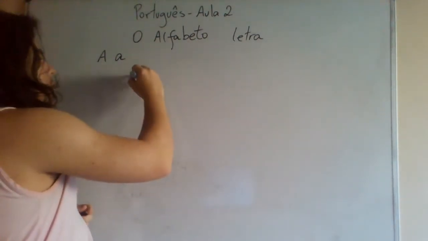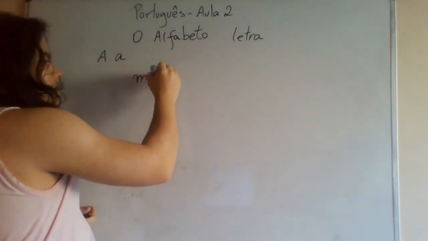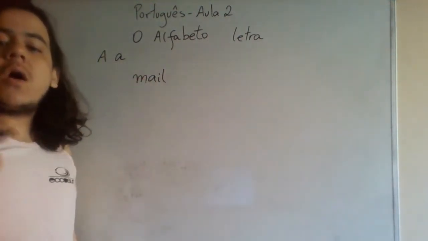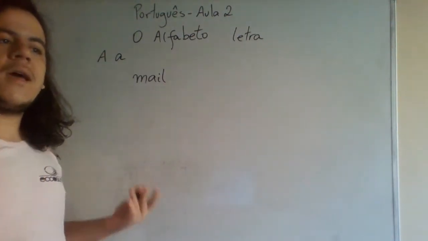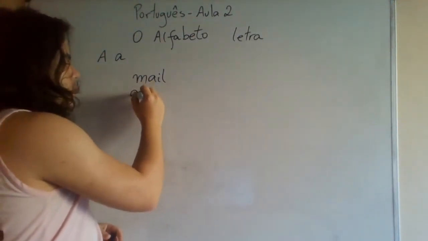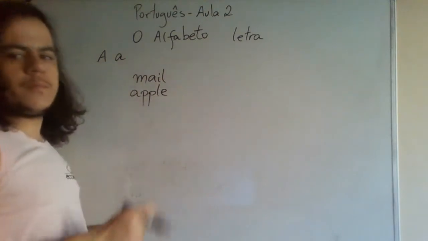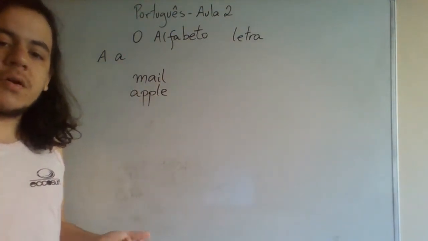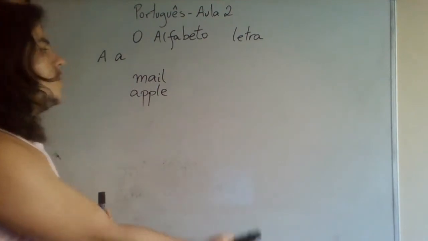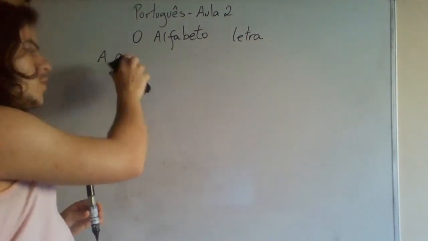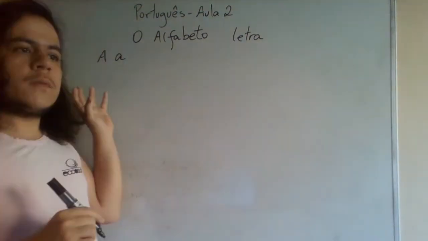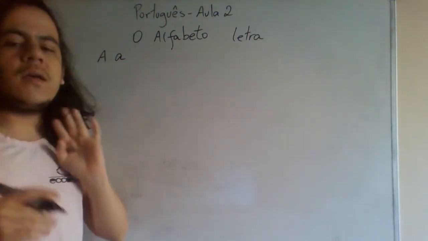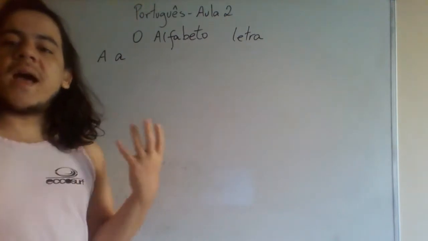For example, in English, letter A can have the sound A, for example, male. And letter A can also have the sound E, for example, apple. So in English we have different sounds for letter A. In Portuguese we're gonna have different sounds for letra A. The first sound that letra A can make is this open sound, A.